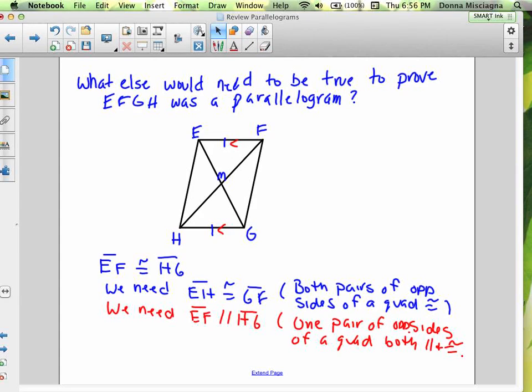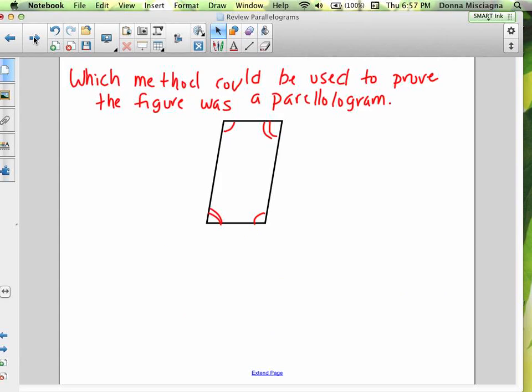We could also use one angle of a quadrilateral supplementary to both consecutive angles, and there's one other way, and I think it's in the next problem. So which method could be used to prove the figure was a parallelogram?